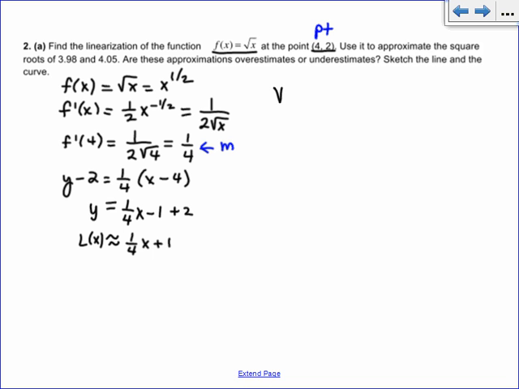All right, so if I'm finding the square root of 3.98, instead of finding the square root of 3.98 on my calculator, what I could do is 1/4 of 3.98 plus 1. And you can do this without a calculator.